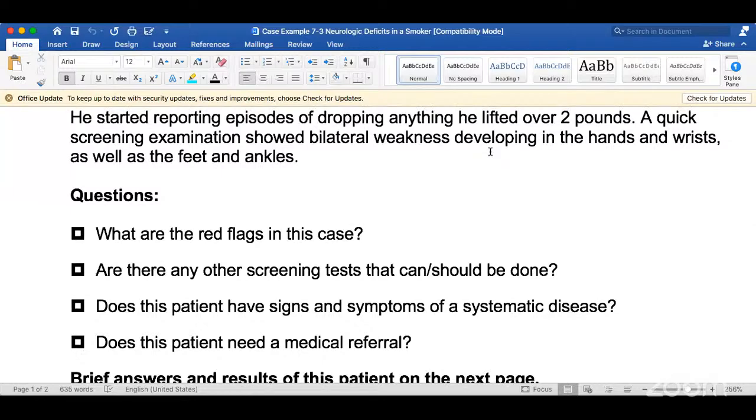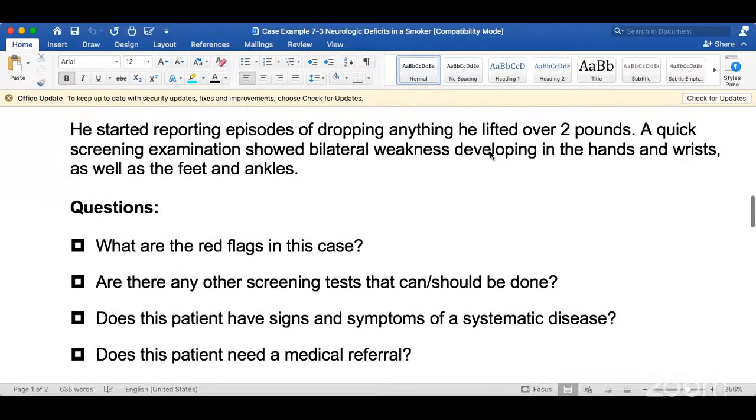Questions. What are the red flags in this case? Are there any other screening tests that can or should be done? Does this patient have signs and symptoms of a systemic disease? Does this patient need a medical referral?